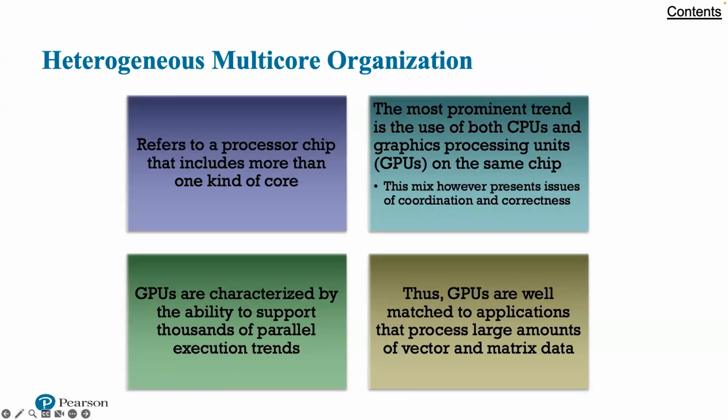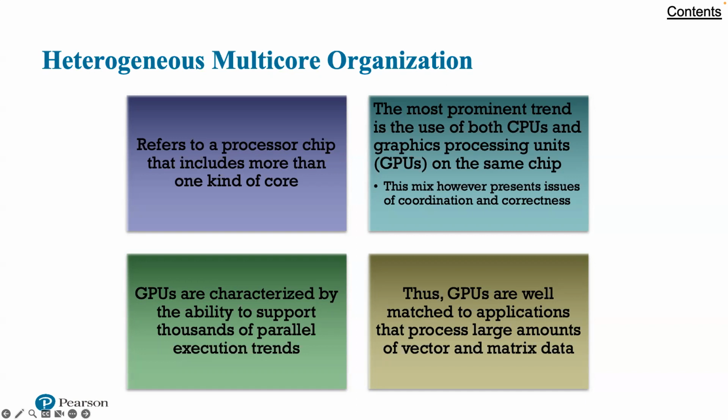The typical case for the use of multiple cores in a chip is multiple identical cores, known as homogeneous multi-core organization, to achieve better results in terms of performance and/or power consumption. An increasingly popular design choice is heterogeneous multi-core organization, which refers to a processor chip that includes more than one kind of core. So in this section, we will look at two applications of heterogeneous multi-core organization.